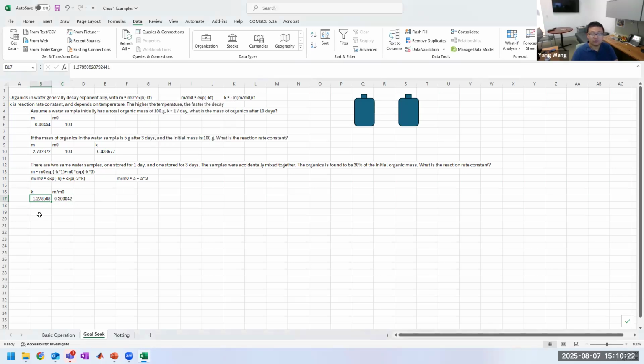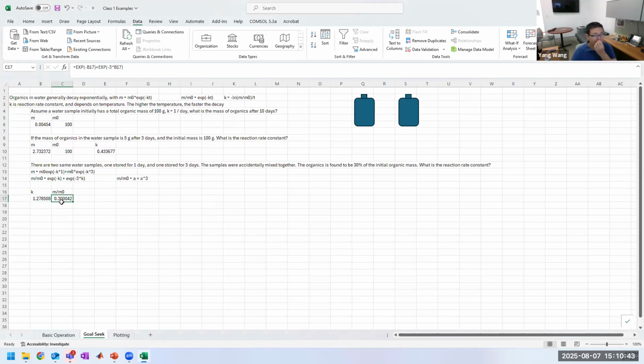Find out the exact solution for K. This is Goal Seek, so we can always come back to Goal Seek in the future. But I think in your other classes, you're actually going to use this Excel function in your calculation. But again, you can see that Goal Seek is only a point by point calculation, right?